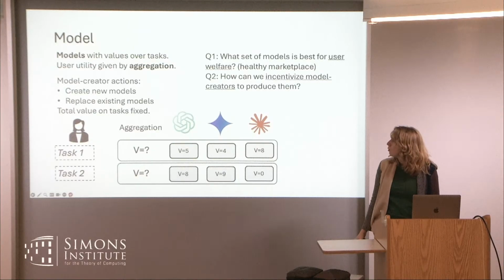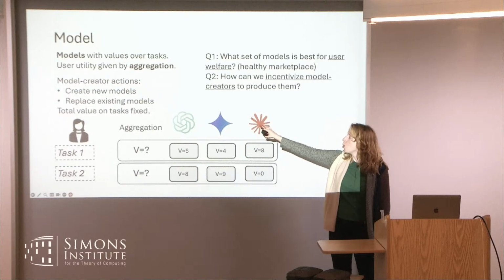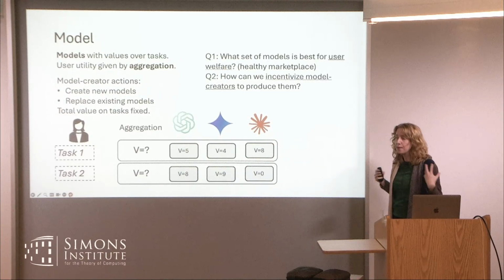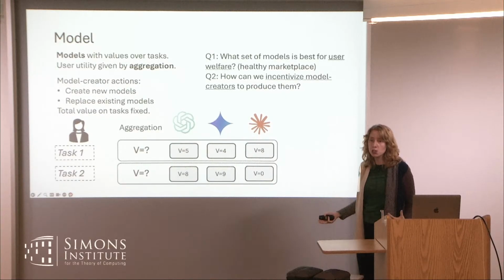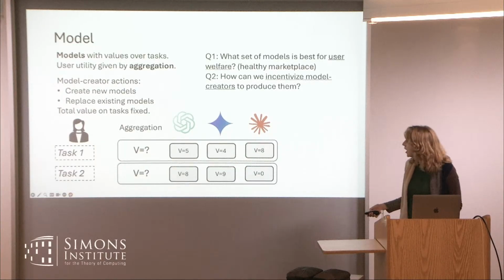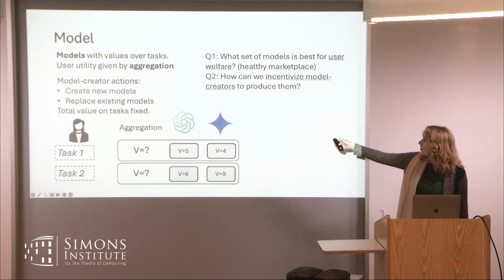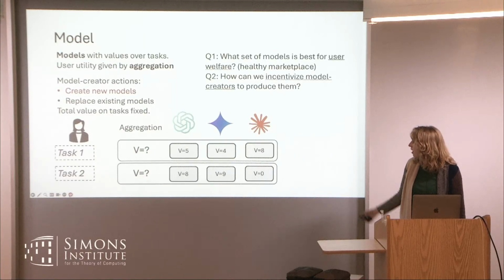Two really important things we're going to be interested in are the model creator actions. If I'm a company, what actions can I take in this setting? There are two different types of actions we're going to be looking at. One is to create new models from scratch, and the other is to fine-tune or replace existing models. I'll show a cute diagram of what happens. Creating new models looks like this. There are two models in the marketplace, and then a new model enters.